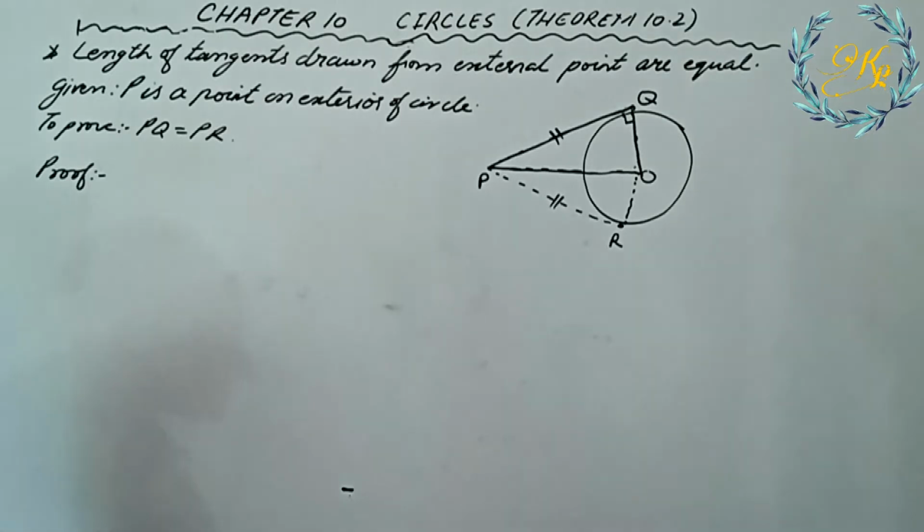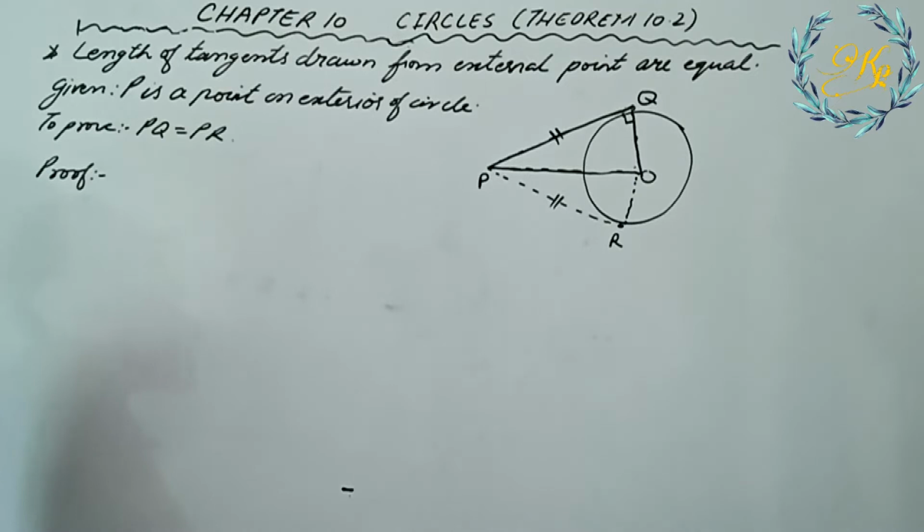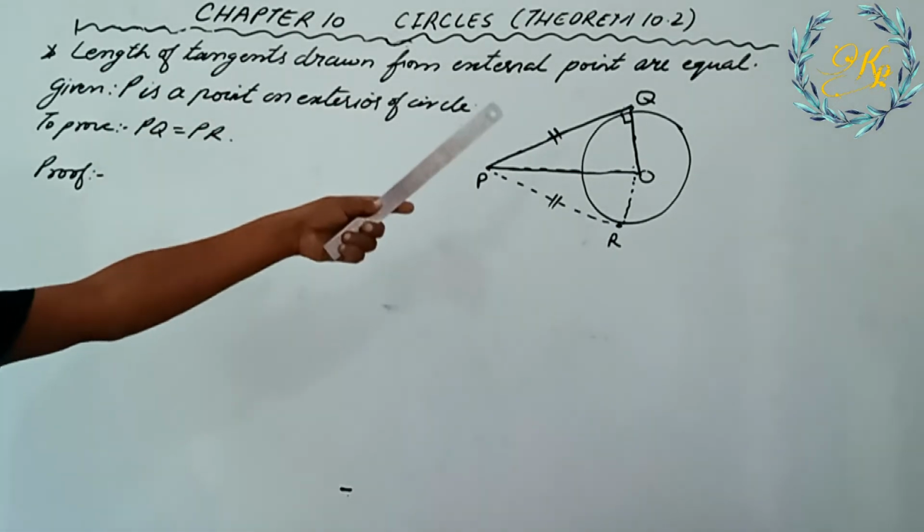And before we begin exercise 10.2, I'm going to explain theorem 10.2. So let's begin the theorem. Let's have a look at the statement. The statement reads that the lengths of tangents drawn from an external point are equal.